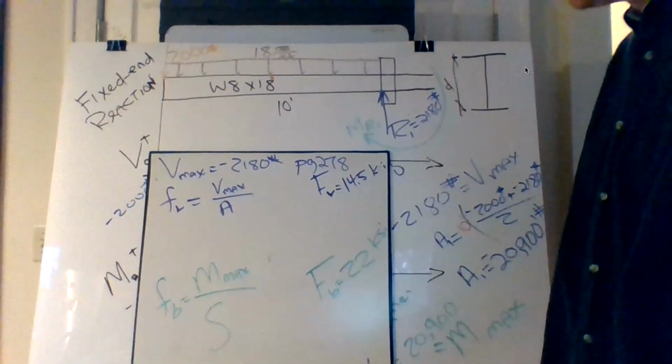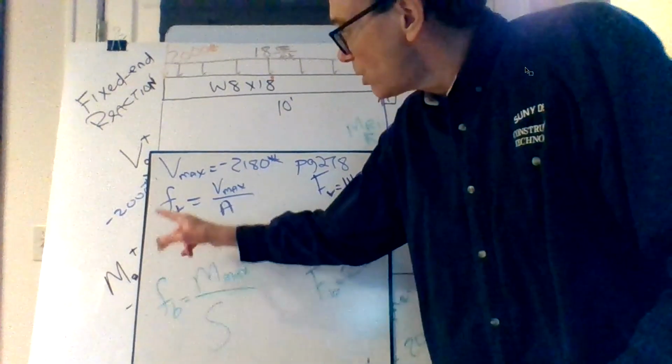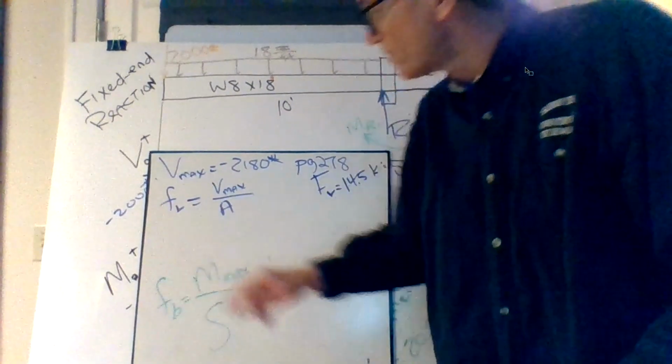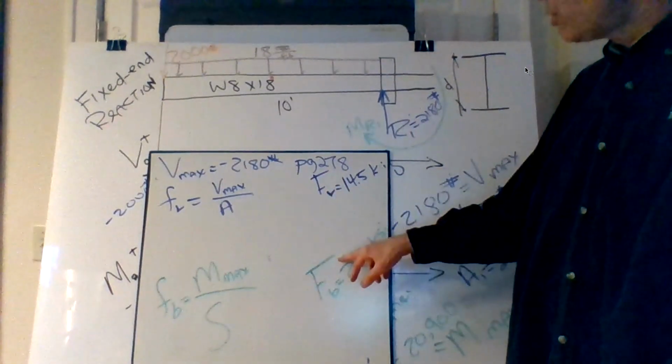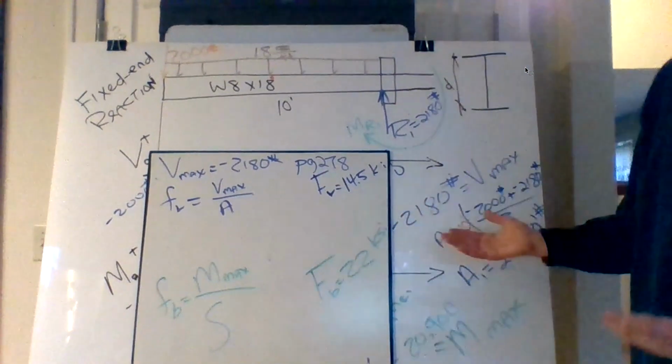What's the difference between the little FB and the big FB? I guess I kind of missed that. Okay, the little f is always the actual. Oh, okay. The big F is what you're allowed based on the material. Well, this is A36 steel.